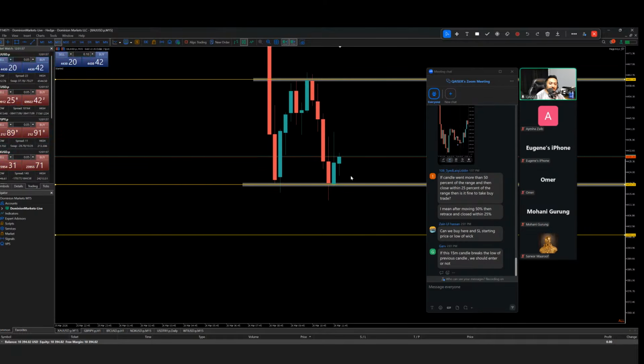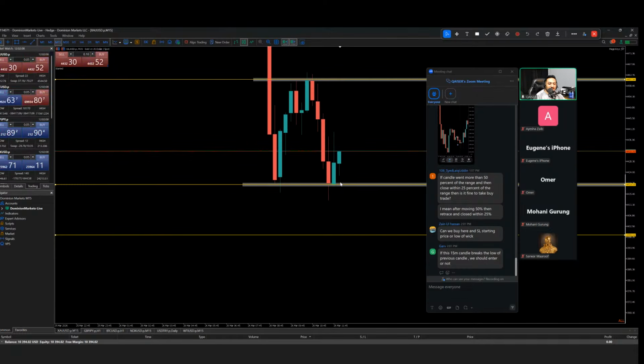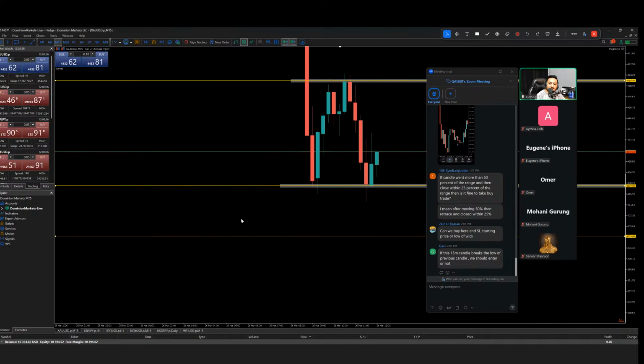If this M15 candle breaks the low of the previous candle, should we enter or not? You wanted to get signals from me. If you wanted to go as an impulse entry, depending on the volume, then this makes sense. Or I would say the best scenario could be if a candle creates a wick and closes below the support, so you can give your trade a chance here. This could be a better idea.